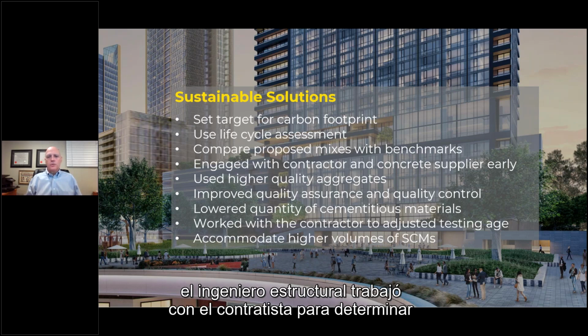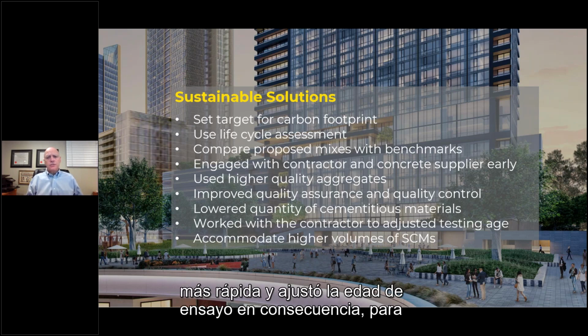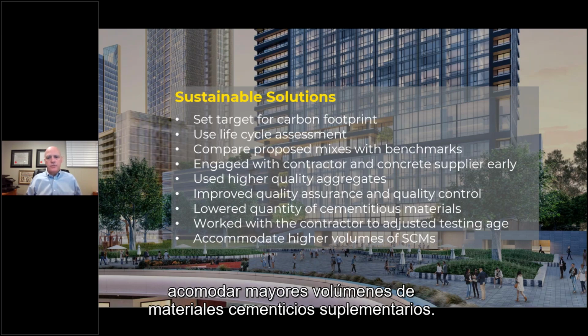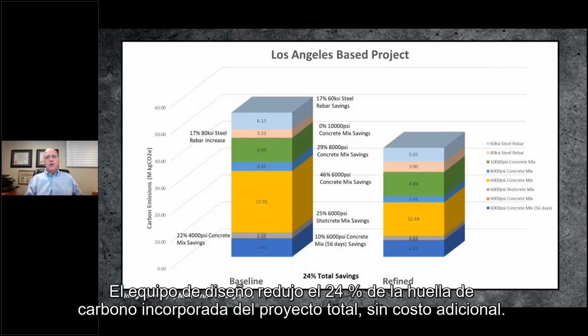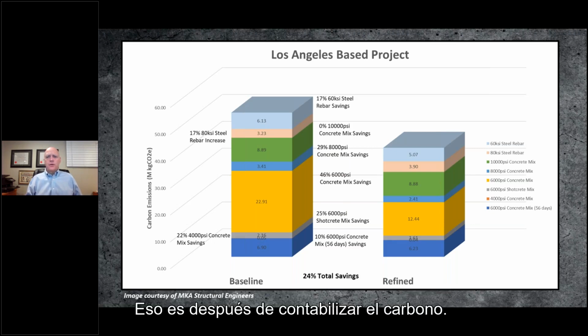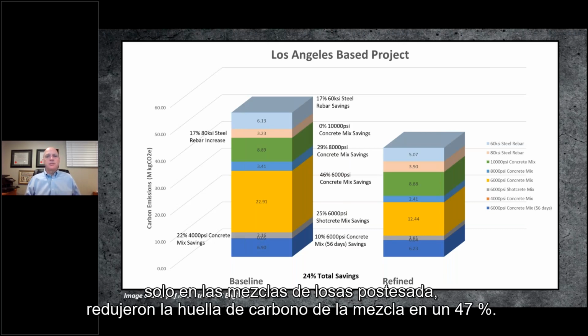The structural engineer worked with the contractor to determine where faster strength gain was really needed and adjusted testing age accordingly to accommodate higher volumes of supplementary cementing materials. The design team reduced 24% of the total project embodied carbon footprint at no additional cost. That's after accounting for the carbon from barging aggregate from the Pacific Northwest down to Los Angeles. On the post-tension slab mixes alone, they reduced the carbon footprint of the mix by 47%.